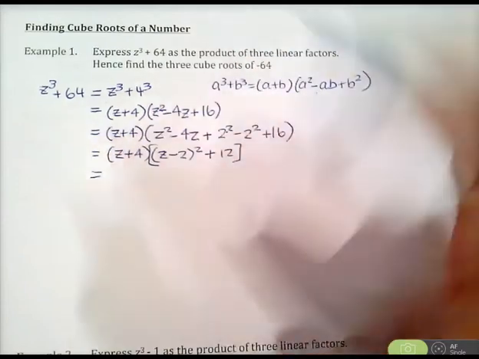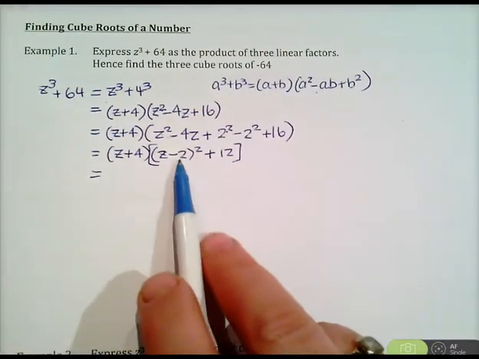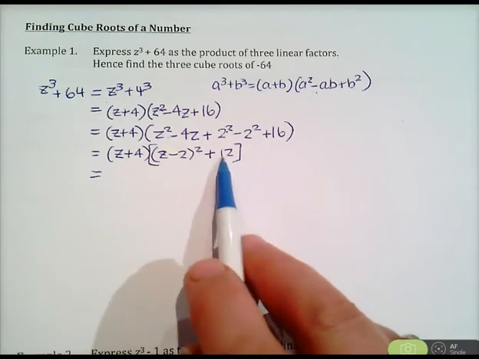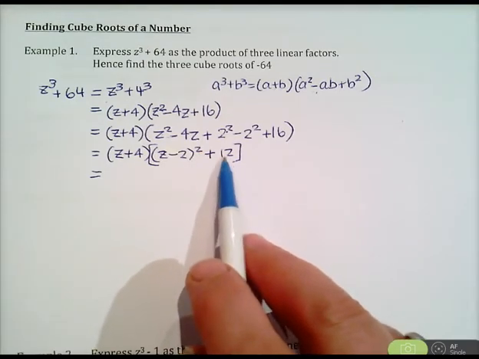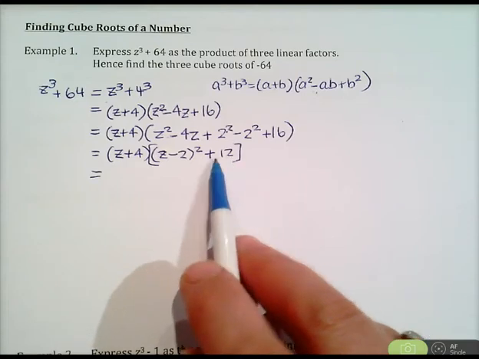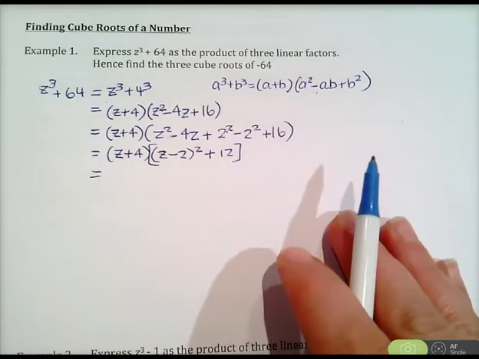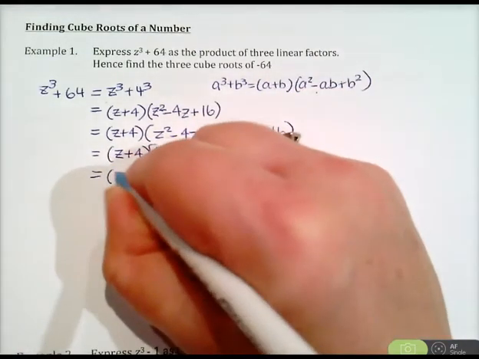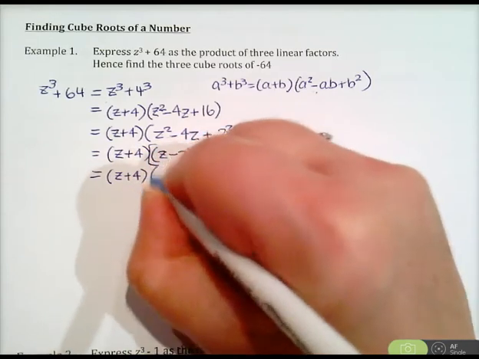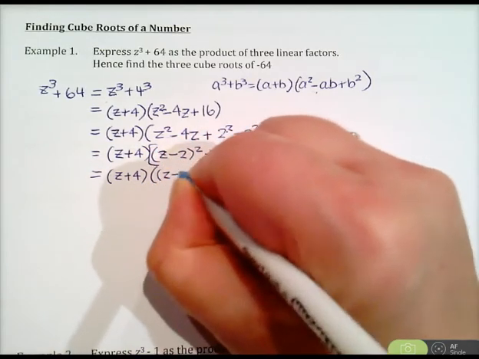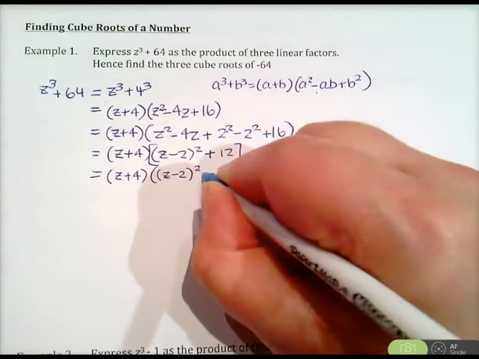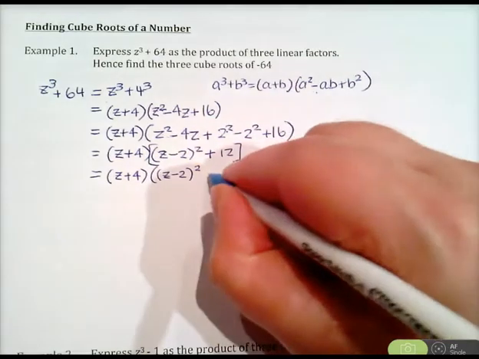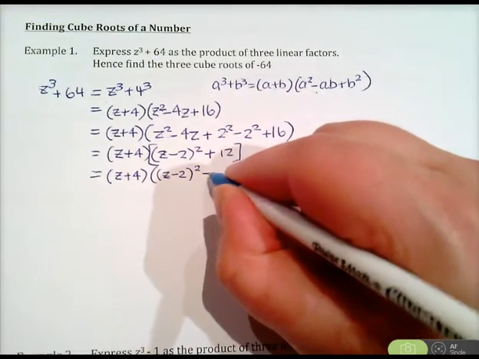Now, we still need to factorize this. Now, this is a sum of two. Look, I can write 12 as the square root of 12 squared. You can write any number as a squared number. So we've got z plus 4 times z minus 2 squared plus, sorry, not plus. I want to actually write this as a difference of two squares so I can factorize it. So I've got minus 12i squared.